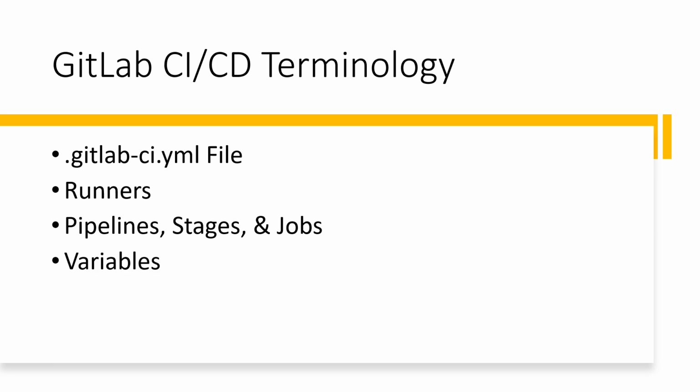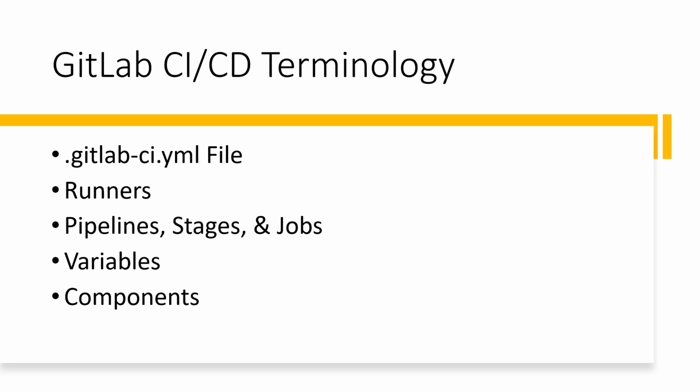CI/CD variables are like traditional exported environment variables. Variables help customize jobs and reduce duplication. Variables can be created in the pipeline definition file, project settings, or sourced from predefinitions based on the project, user, and build environment.